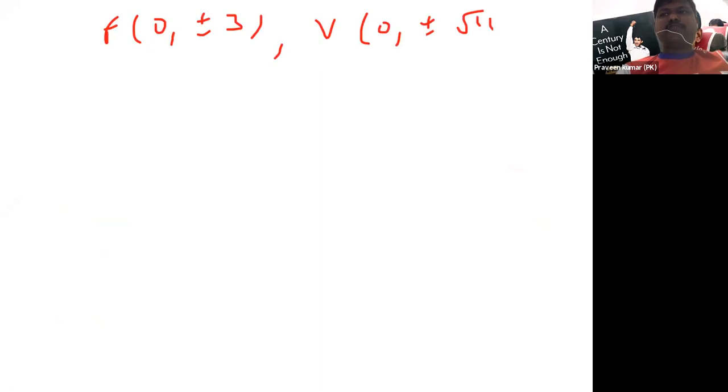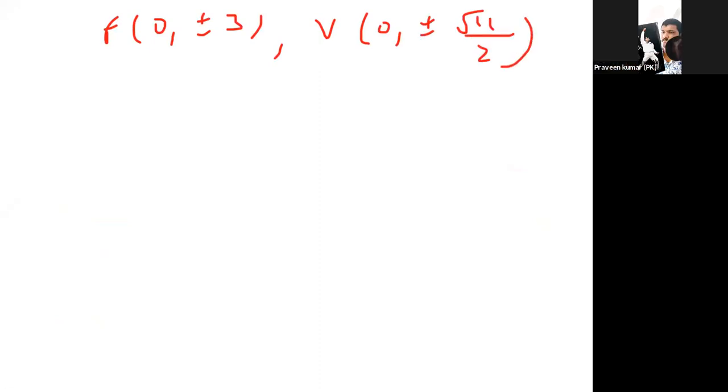Foci 0 comma plus or minus 3. Vertex 0 comma plus or minus root 11 by 2. Find the equation. Find the equation, everyone.